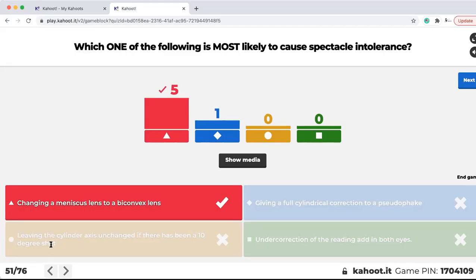Also, changing the cylindrical axis will be a problem with higher errors of refraction, like more than -3 or -4. But for smaller degrees of cylinder, like 0.5 or 1 diopter, the change will not cause any problem for the patient. And if the shift is not 10 degrees but more than 15 or 20 degrees, then it will be noticeable by the patient. So you got it? It depends on the complaint of the patient, depends on the error of refraction, and depends on the degree of shift.